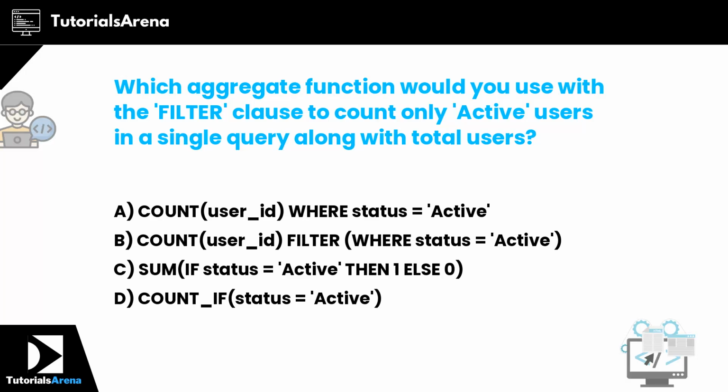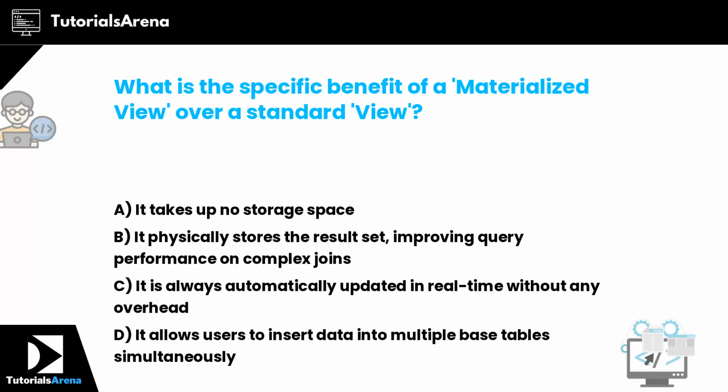Which aggregate function would you use with the FILTER clause to count only active users in a single query along with total users? Answer is B, COUNT(user_ID) FILTER (WHERE status = 'active'). What is the specific benefit of a materialized view over a standard view? Answer is B, it physically stores the result set, improving query performance on complex joins.